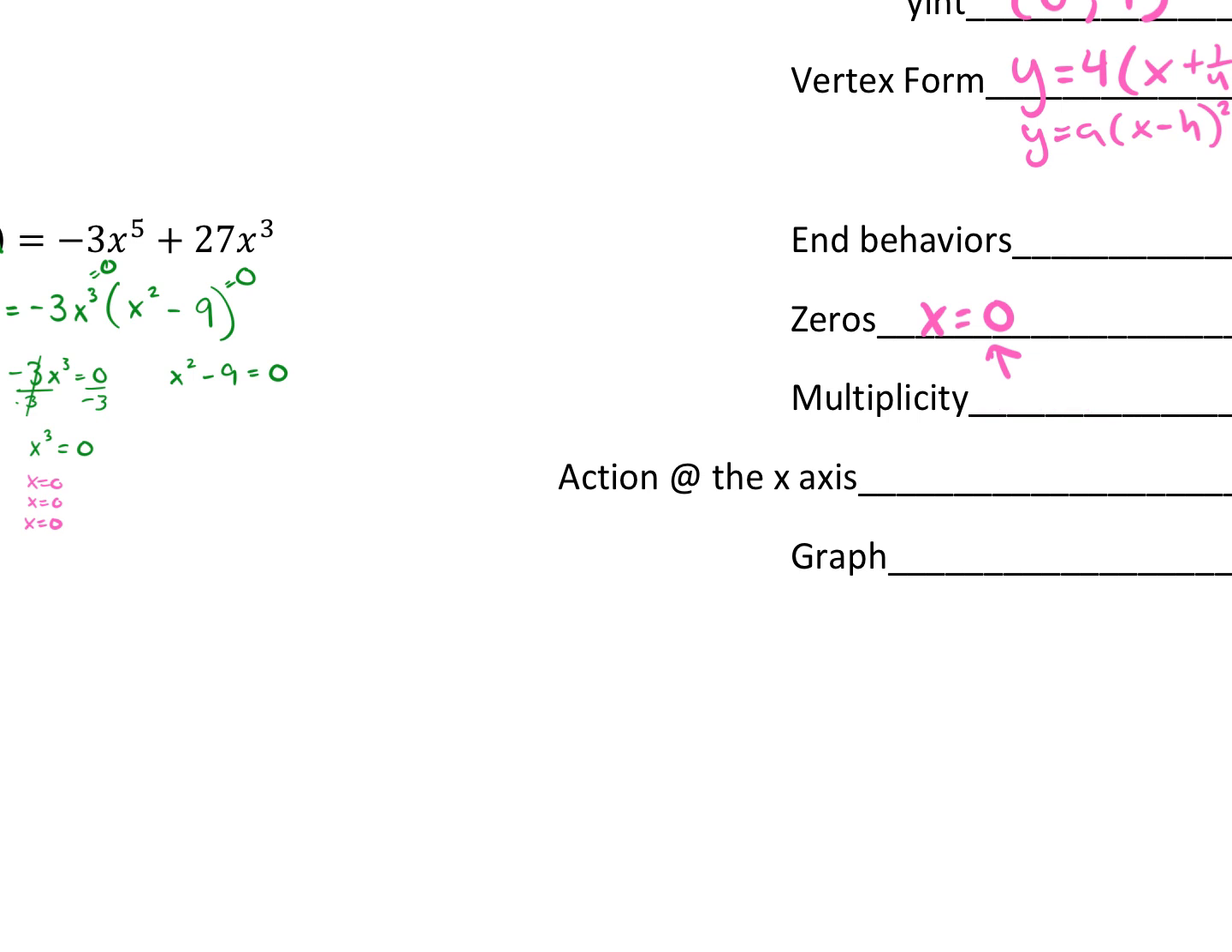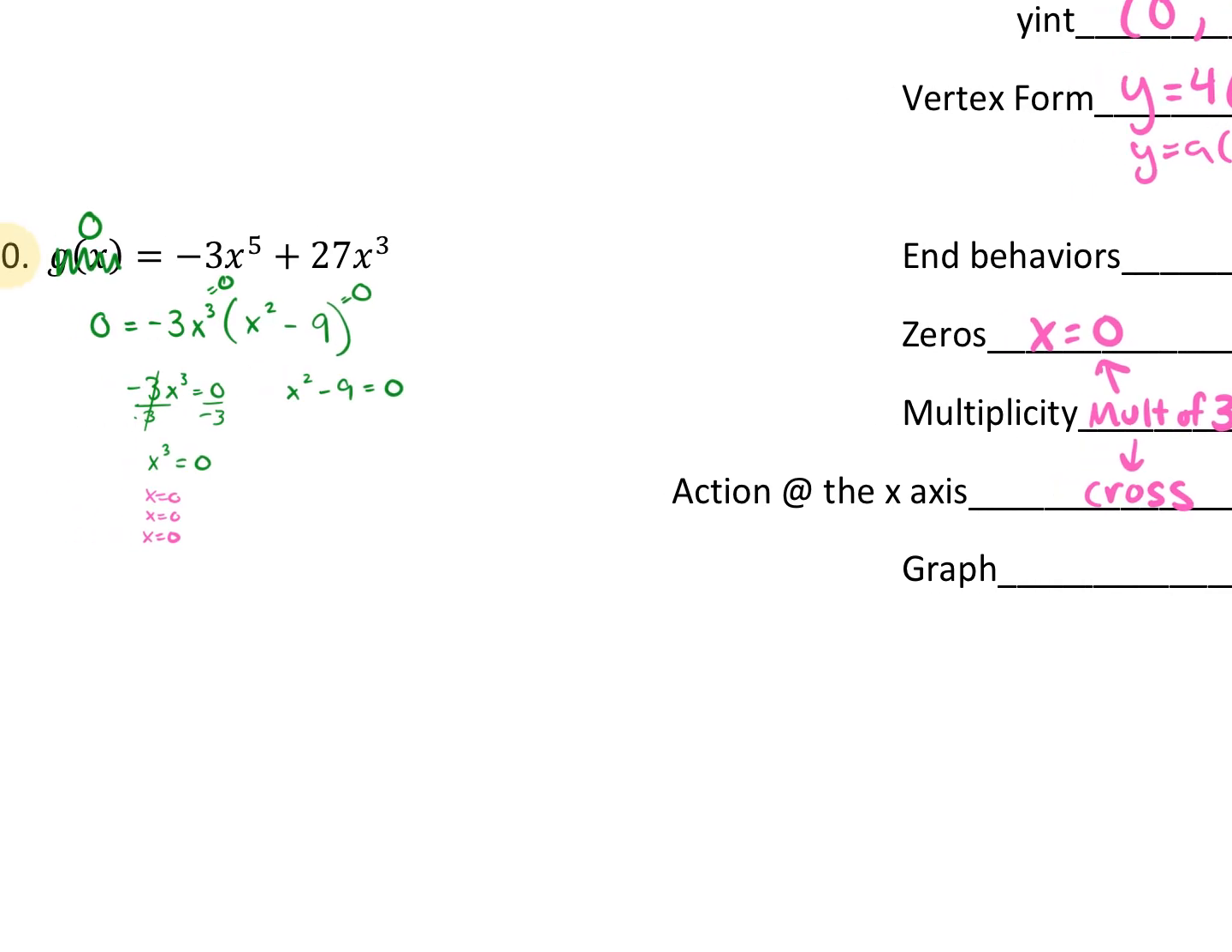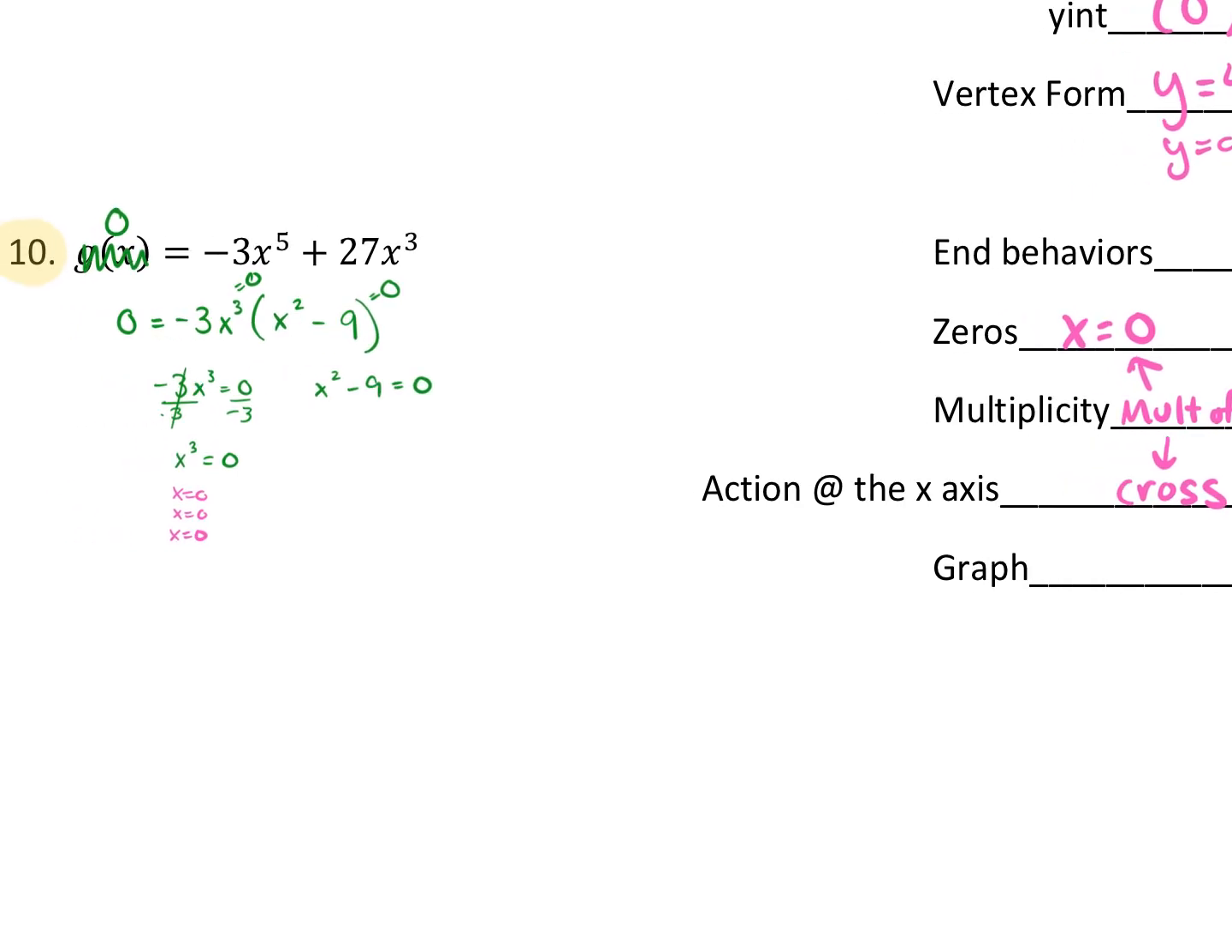And when we have a multiplicity of 3, what's the action that it does at the x-axis? Crosses. Since it's an odd multiplicity, it's going to cross at the x-axis. Noah? So would we put multiplicity of 1 or put odd multiplicity? Multiplicity of 3, because we have 3 of them. So wait, do you classify all of them as odd and you put like odd multiplicity?